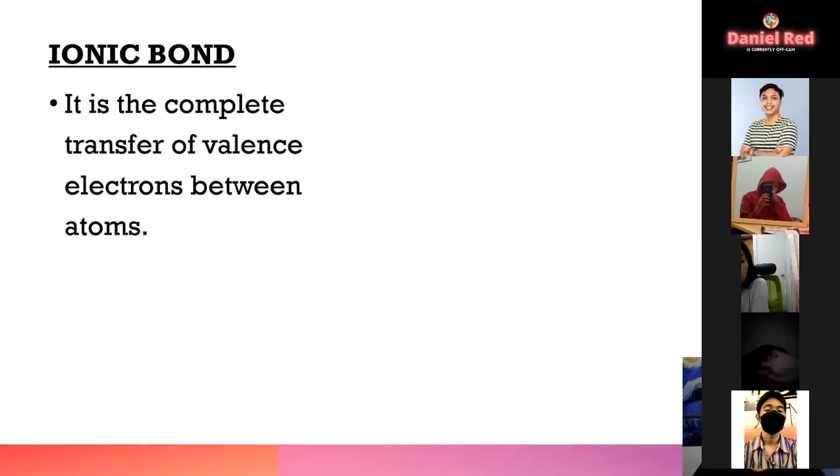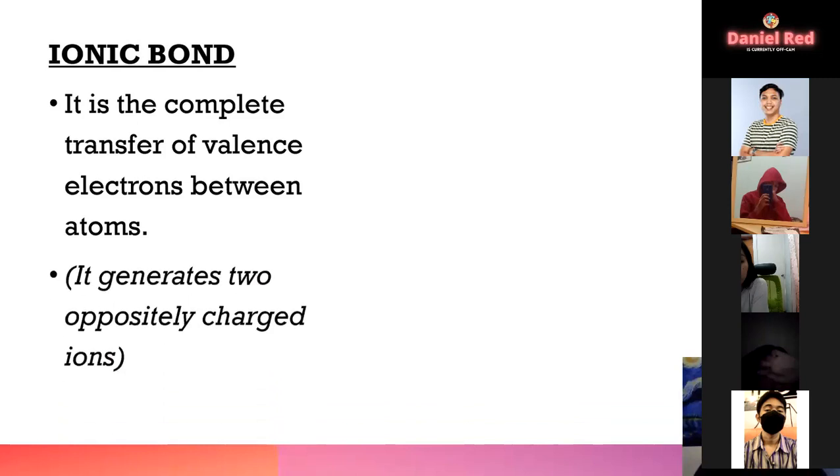In sharing, it means you share your valence electron with another atom, while for ionic bonding, there is no sharing. There is already a donation of valence electron to another atom. So it generates two oppositely charged ions. Therefore, it produces dipoles. This will create a positive pole and a negative pole.